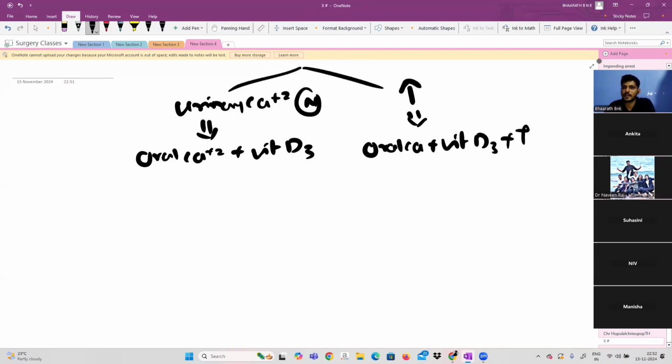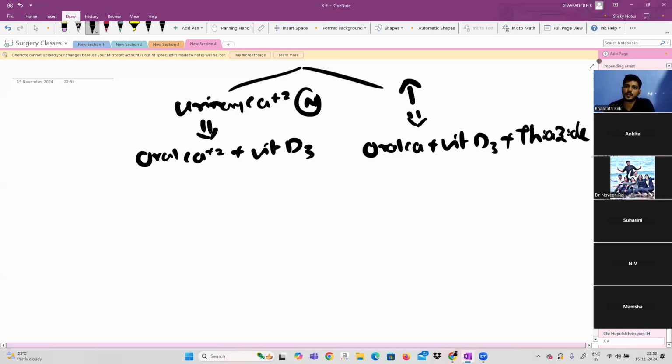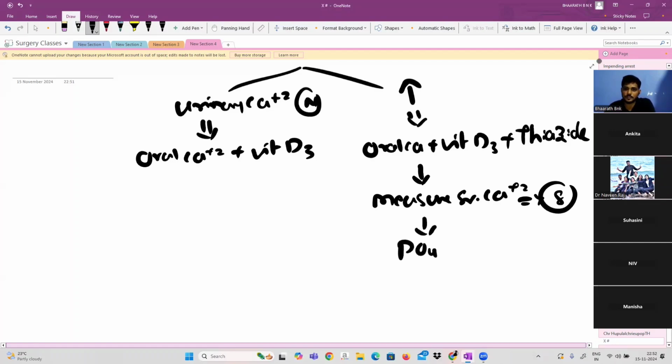Along with that, you add a thiazide diuretic. Right? What thiazide does is it inhibits the renal excretion of the calcium so that the blood calcium levels increase. Also, there is no risk of hypocalcemia. Now, when you put these patients on this, you measure serum calcium again after a month. Now, this serum calcium has reached a target of 8. Then you measure phosphate levels in these patients.